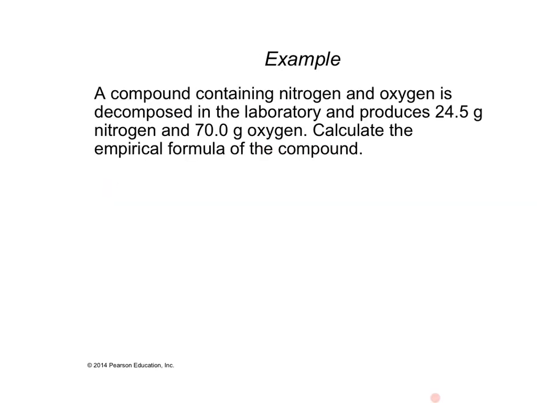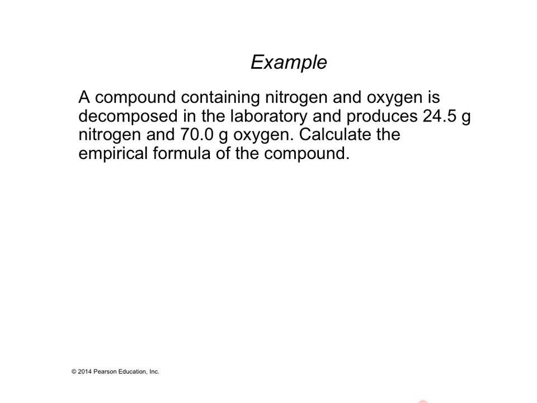Okay, so we're going to do one more example, and then I have a problem. So we have a compound. It contains both nitrogen and oxygen, and when we take it into the laboratory and decompose it, we find that we get 24.5 grams of nitrogen and 70 grams of oxygen. So the purpose of this is calculating the empirical formula for this compound.